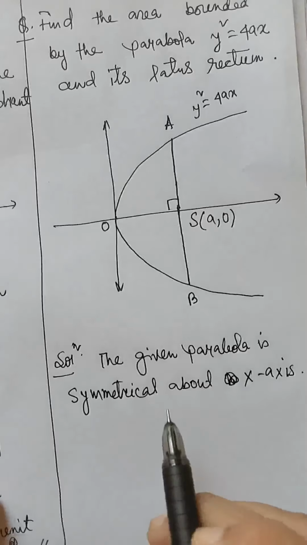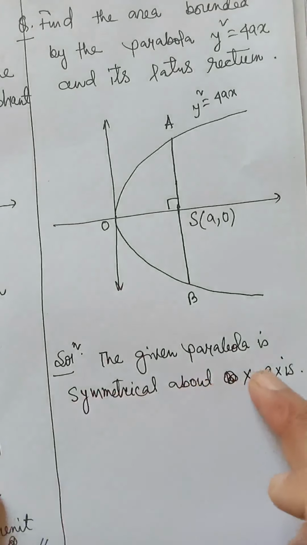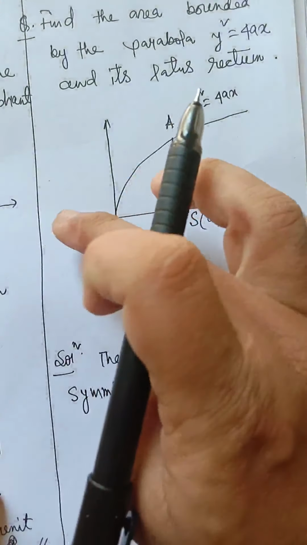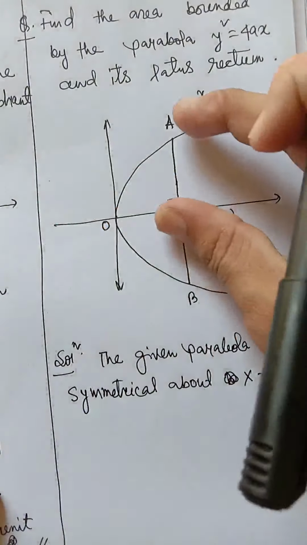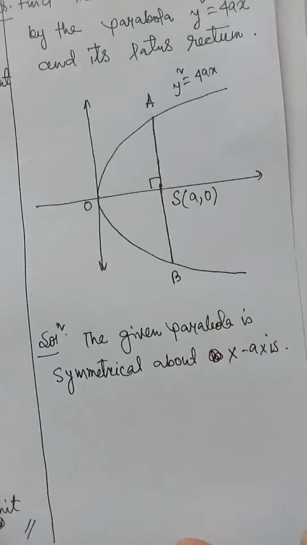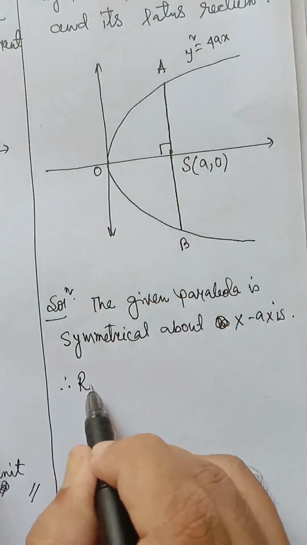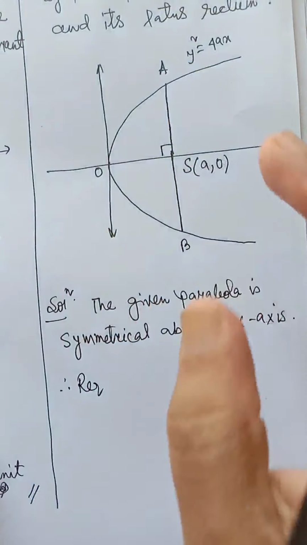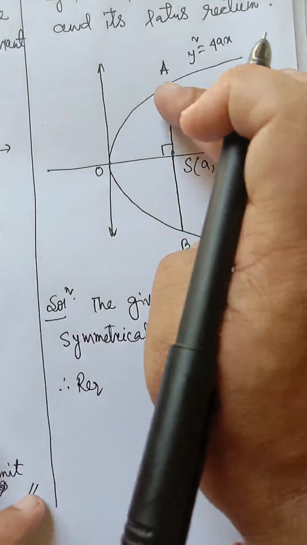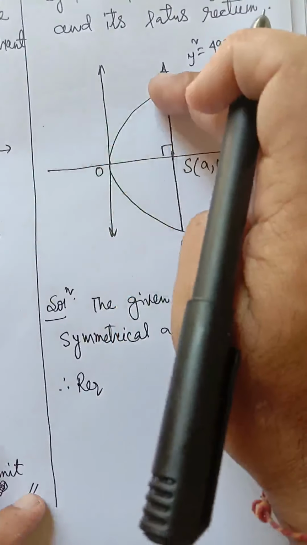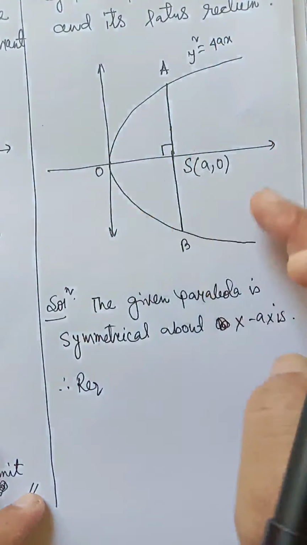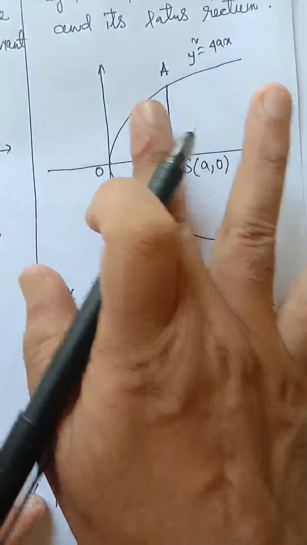So what I have written: the given parabola is symmetrical about the x-axis, meaning the x-axis divides it into two equal parts. Therefore, the required area, actually the area of the part AOBA, is the region bounded by the parabola and its latus rectum. We have to find the area of this part.